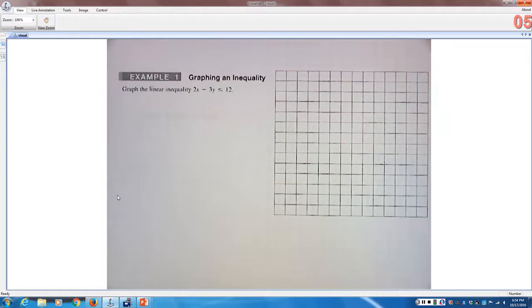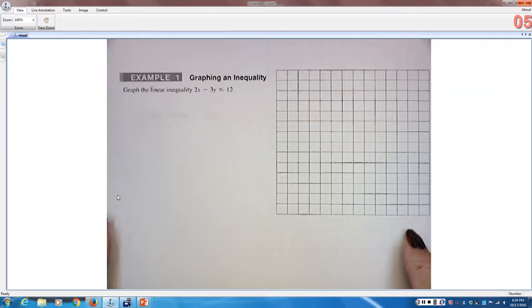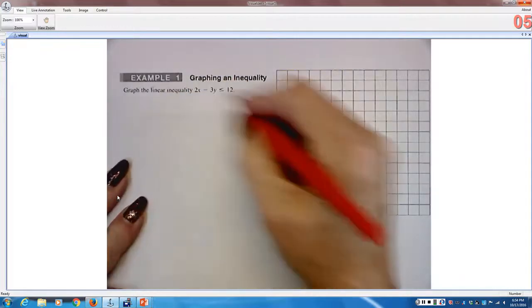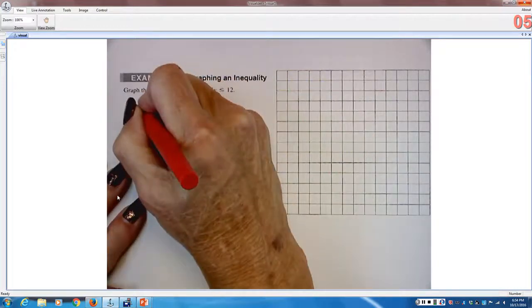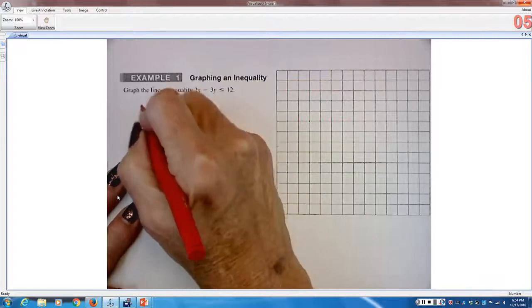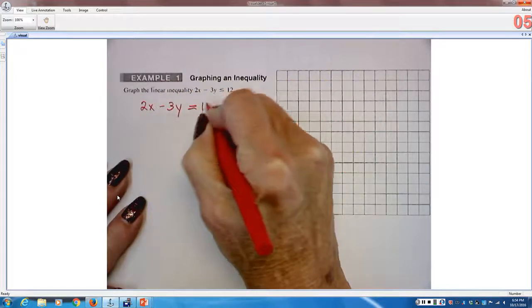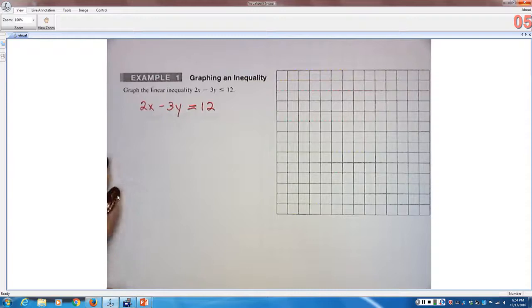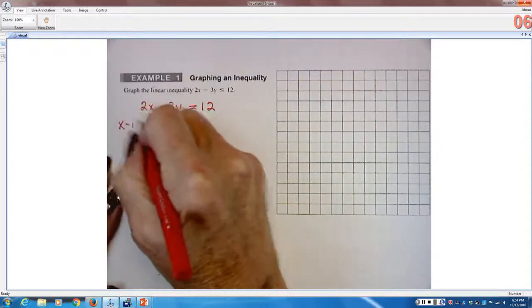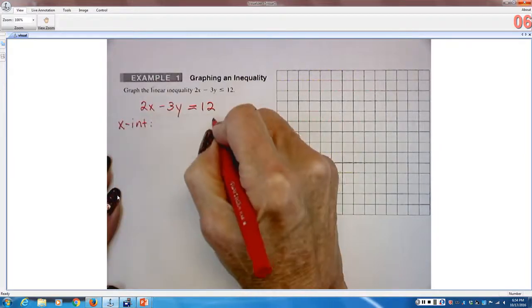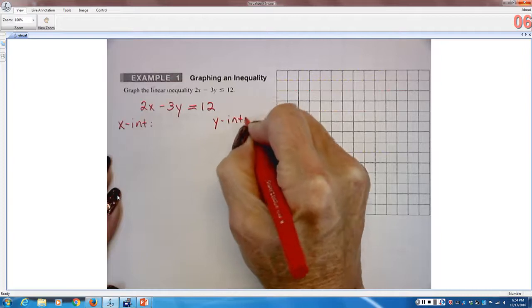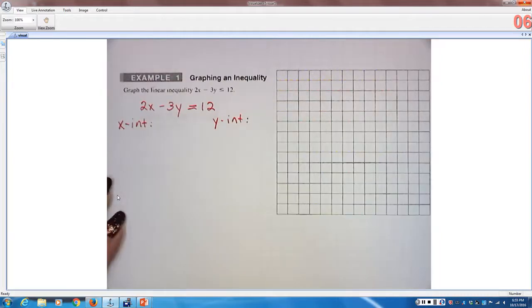So you will have the option of filling in your notes. Since we're going to graph the linear inequality, we're first going to look at the equation that's related to it, which is 2x - 3y = 12, and we're going to find the x and y intercepts. If we find the x-intercept, we're going to let y be 0.